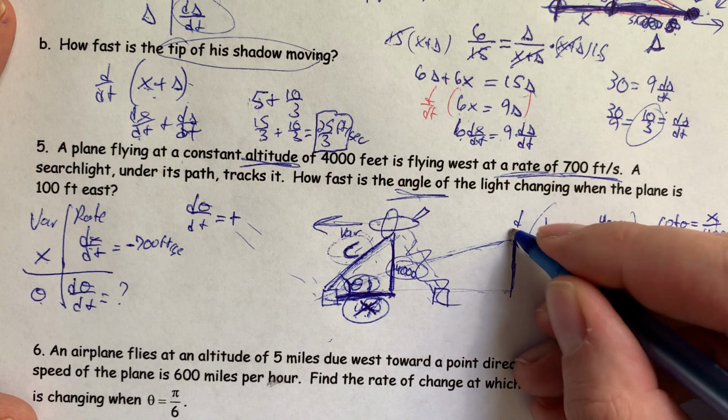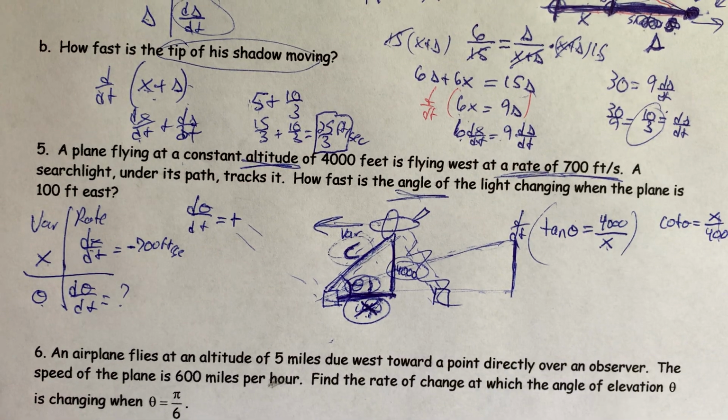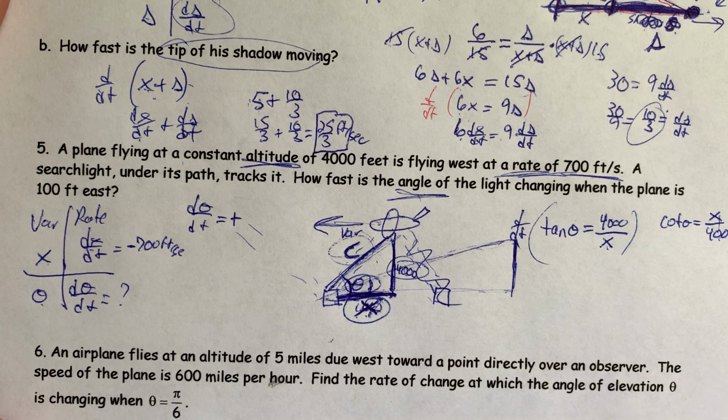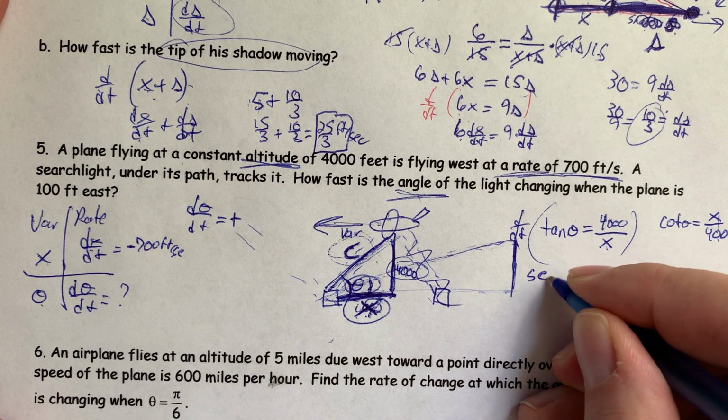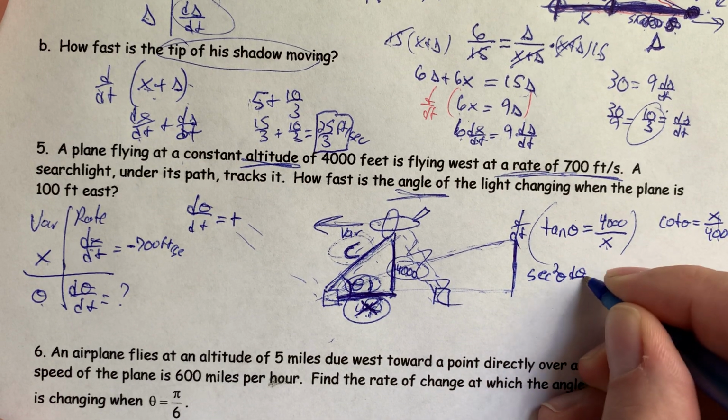So this is d dt, and what is the derivative with respect to t of both sides? Well, the derivative of tangent theta is secant squared of theta times d theta dt.